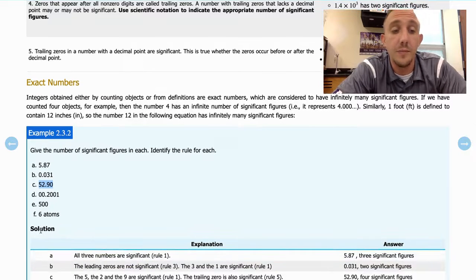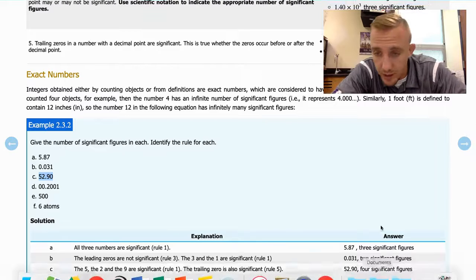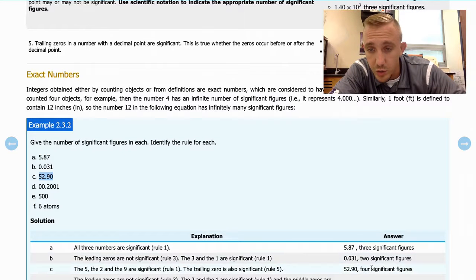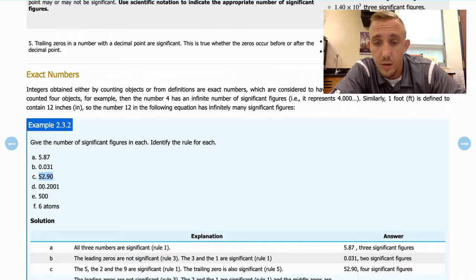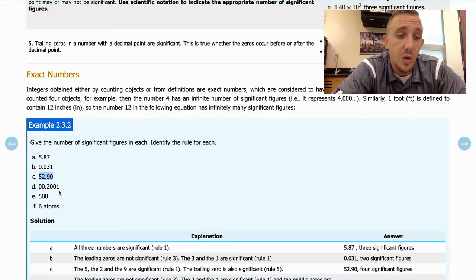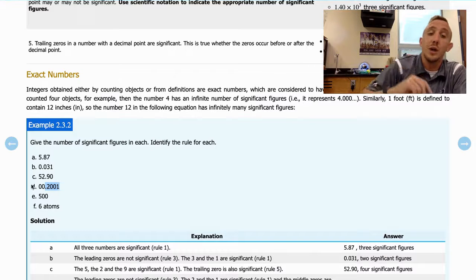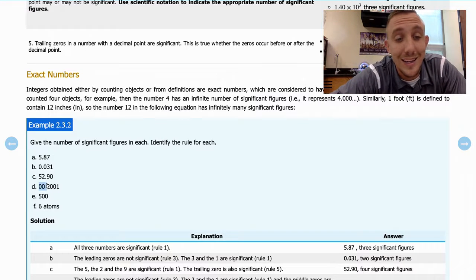And then for D, I'm going to go ahead and look at these. So it's 3, 2, 4, and 4. So for D, if you look, you have leading zeros and you also have trapped zeros. So right now I know that 2 and that 1 are significant, so I have 2. Let's go ahead and look at the leading zeros.